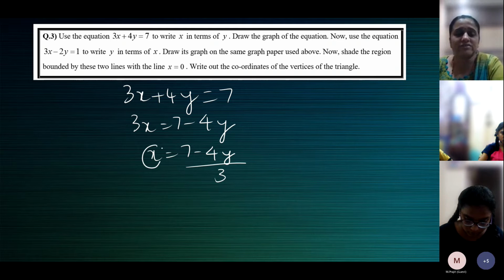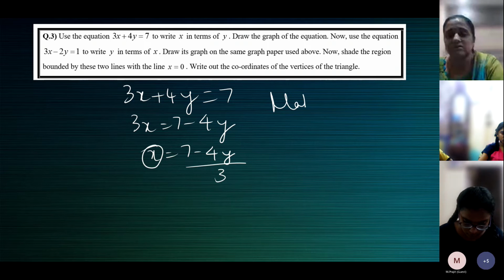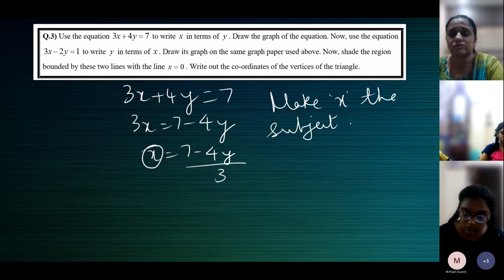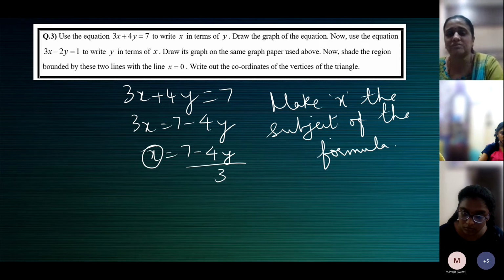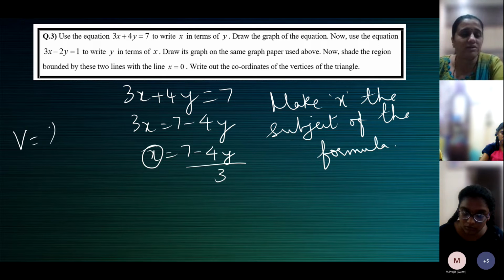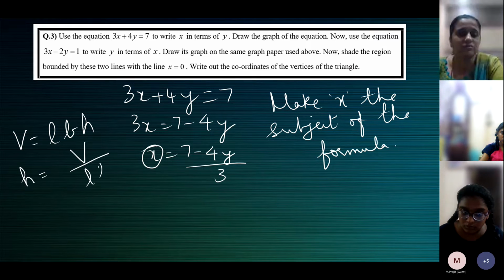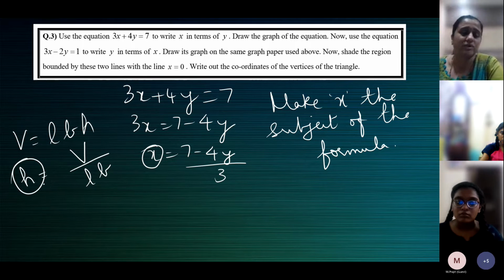It's also called making x the subject of the formula. This phrase is normally not used in CBSE, but in ICSE this is how it is mentioned. So when you have to make x the subject of the formula, this is how we express it. For example, you have the formula volume is equal to L B H. If the question is make H the subject of the formula, you need to write H is equal to volume divided by L into B. So we have made H the subject of the formula.